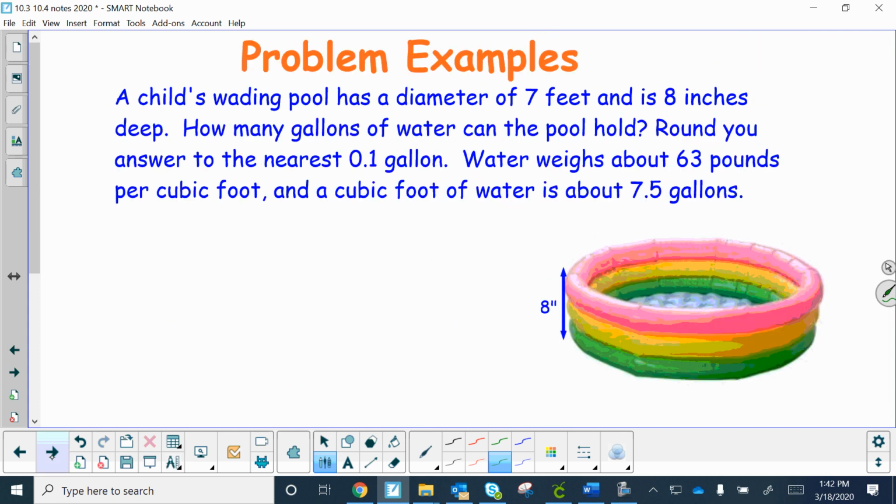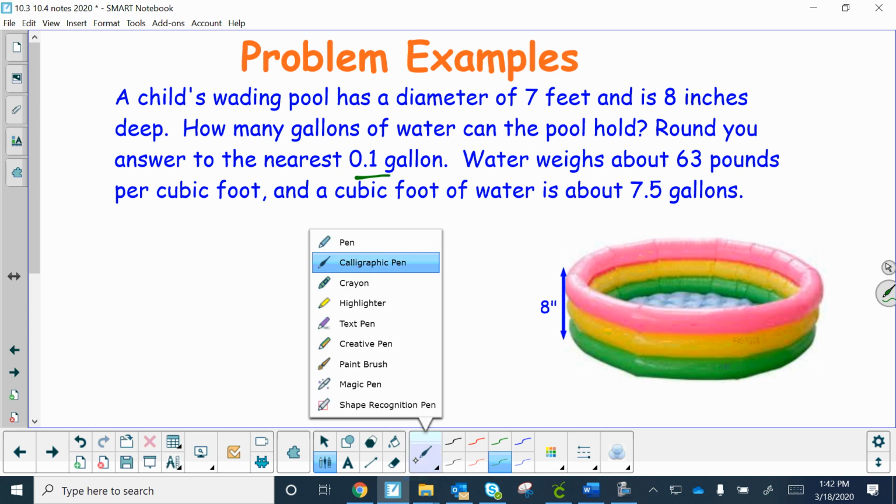Another word problem. It says a child's wading pool has a diameter of 7 feet and is 8 inches deep. So the height of that is 8 inches, and I drew that on there for you. How many gallons of water can the pool hold? Round your answer to the nearest 0.1 gallon. So we're going to round to the tenths place. And then water weighs about 63 pounds per cubic foot, and a cubic foot of water is about 7.5 gallons.